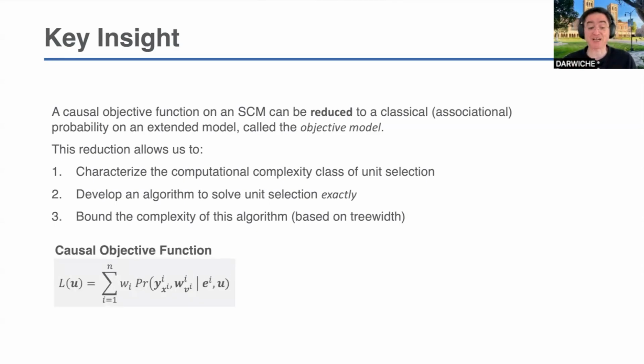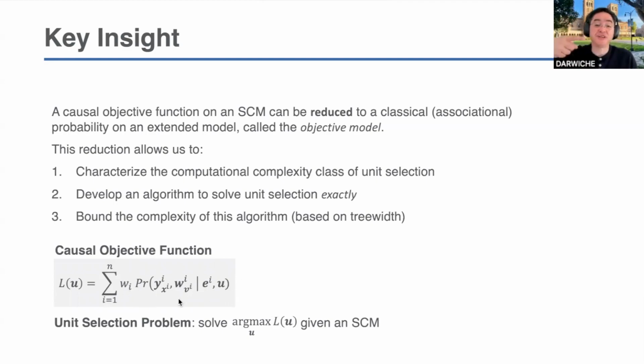Remember, that is what we're trying to optimize, a causal objective function of the following form. That's the problem we're trying to solve. Now, the first thing you have to realize is this has n components. We're going to refer to each one of these as a component of the causal objective function. And we're going to do the reduction in two stages. First, I'm going to show you how you can take this component, which is a counterfactual query, and reduce it to the computation of an associational query.